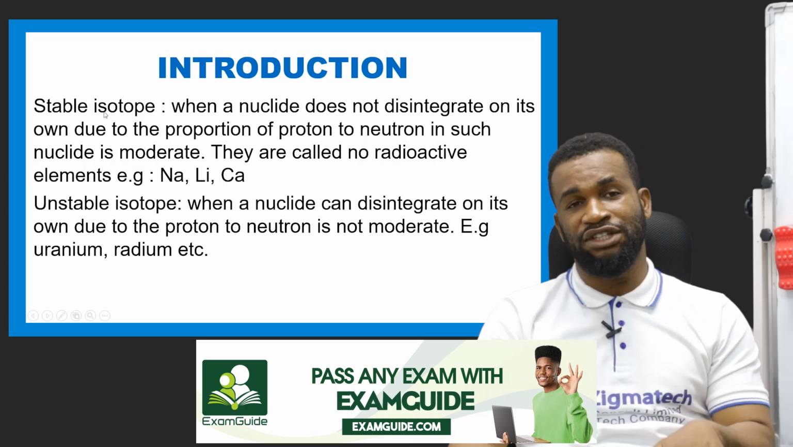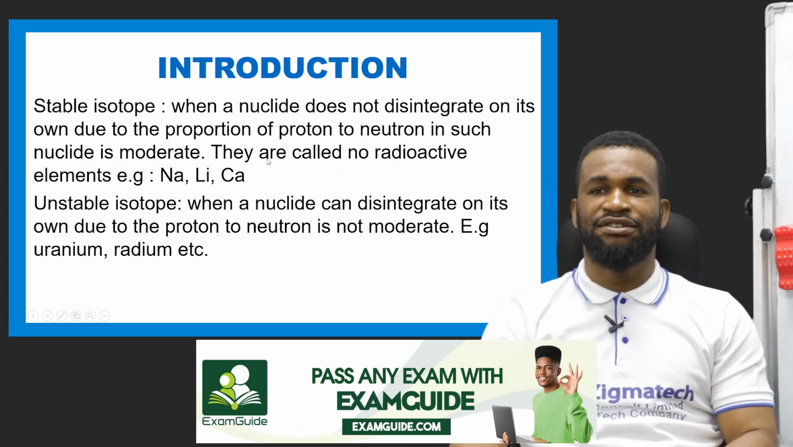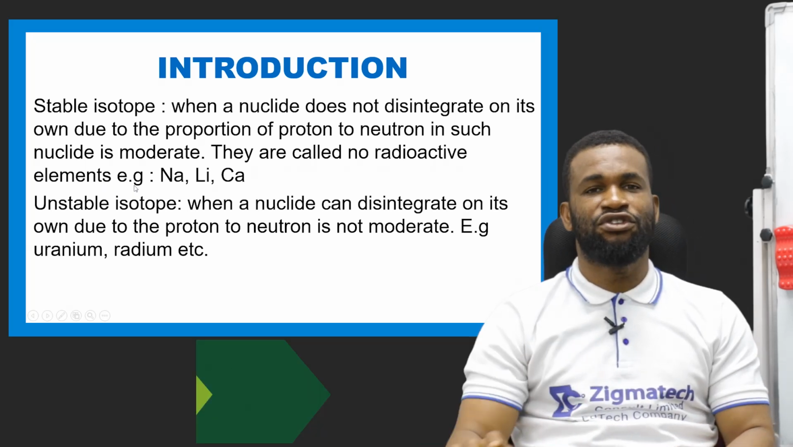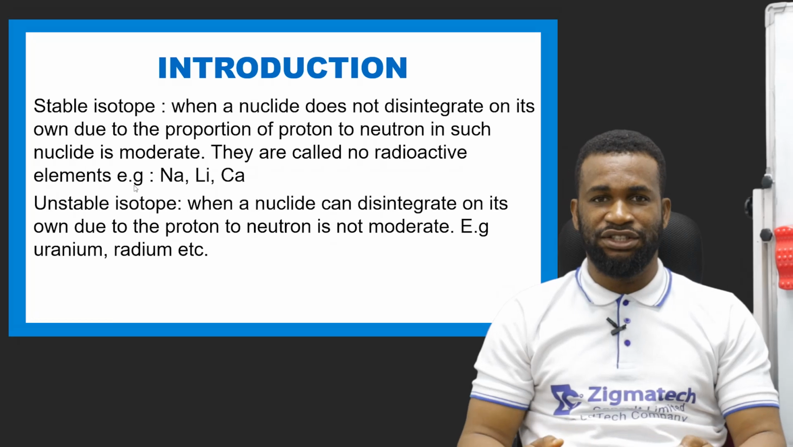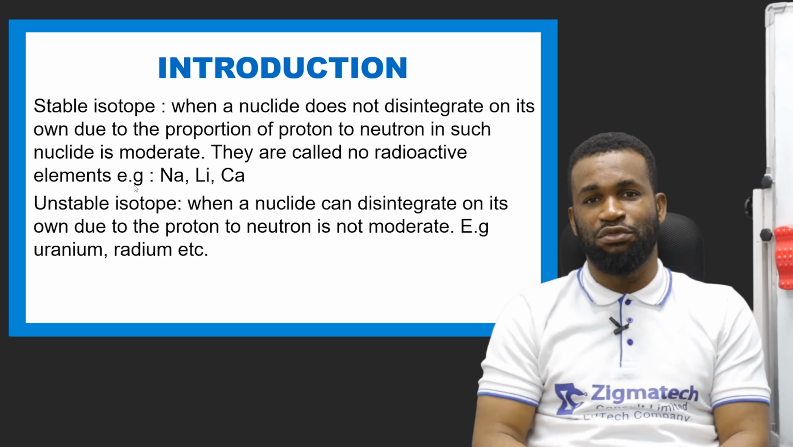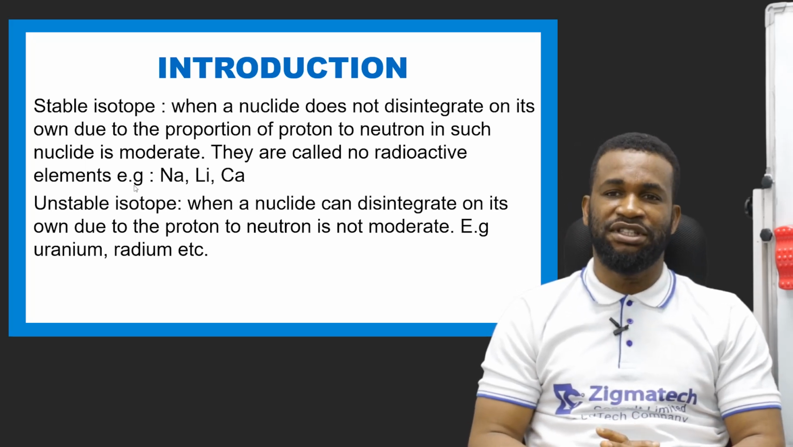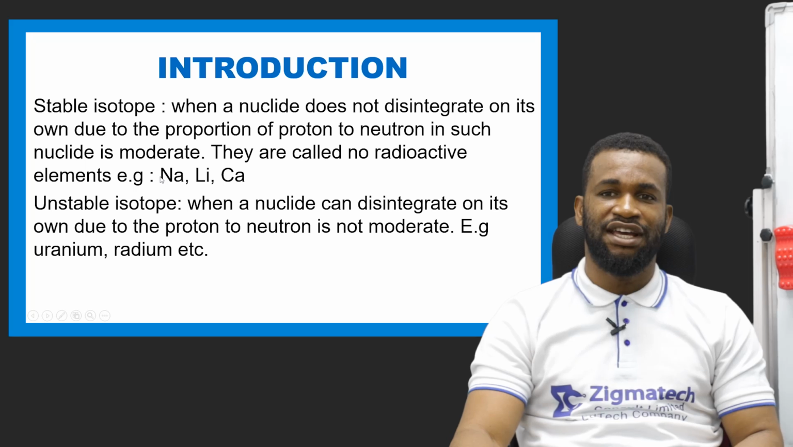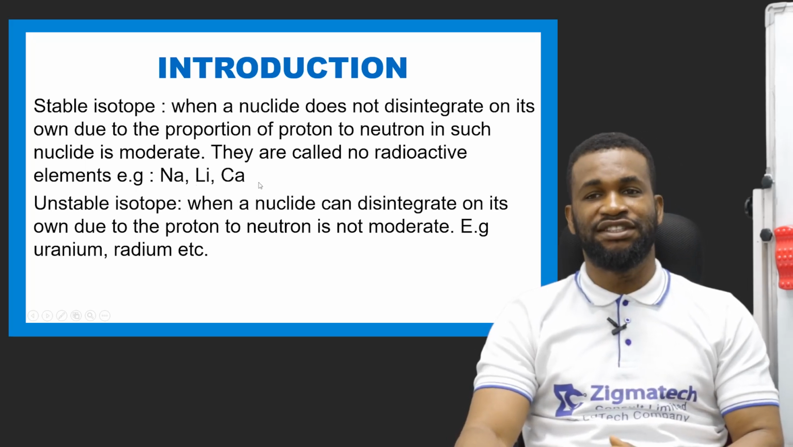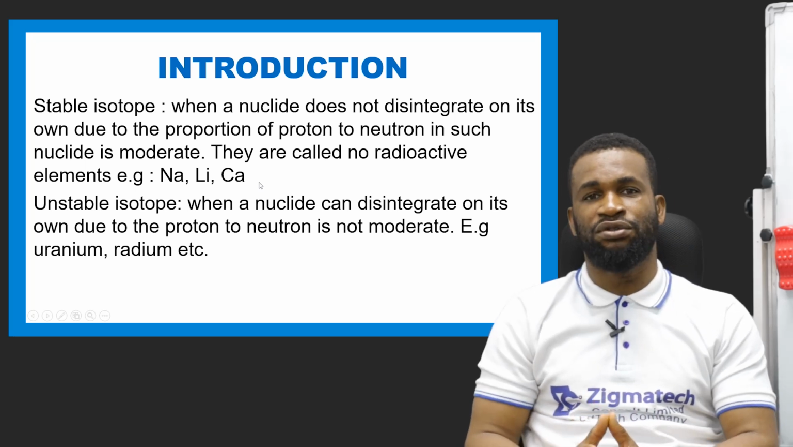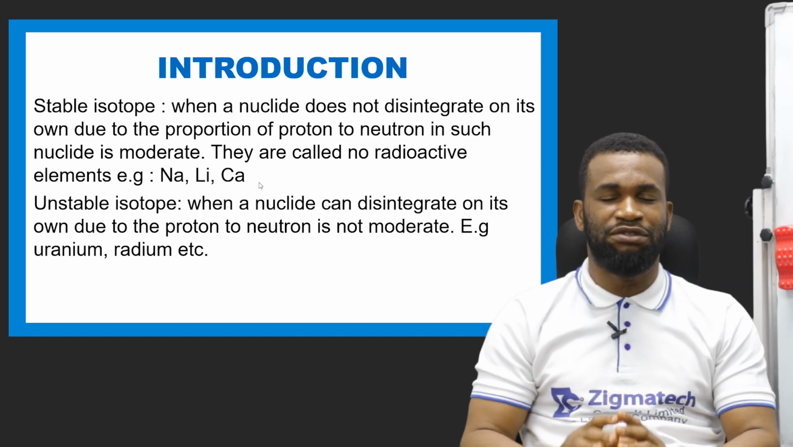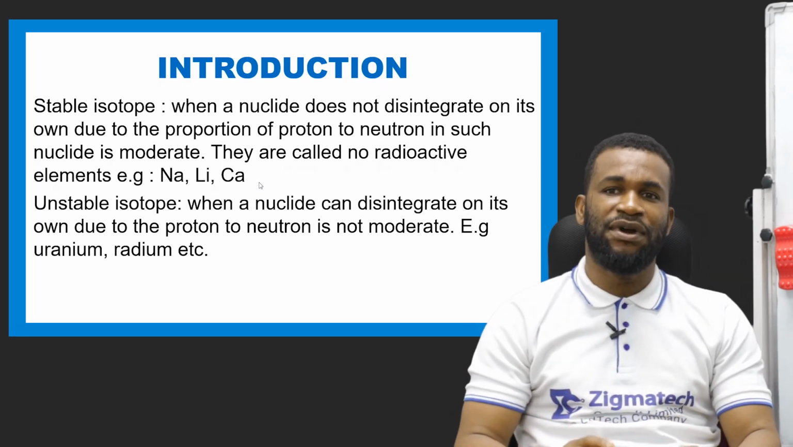And I will also let you know what isotope is. Then we also say that they are called non-radioactive elements. Such elements cannot engage in radioactivity. We will let you know what radioactivity is as we move on. Examples of such elements include sodium, which is given as Na, and lithium, and calcium, etc. There are other elements that are not called radioactive elements, and they are seen as stable isotope. They are okay. Everybody in the house within the nucleus is fine.